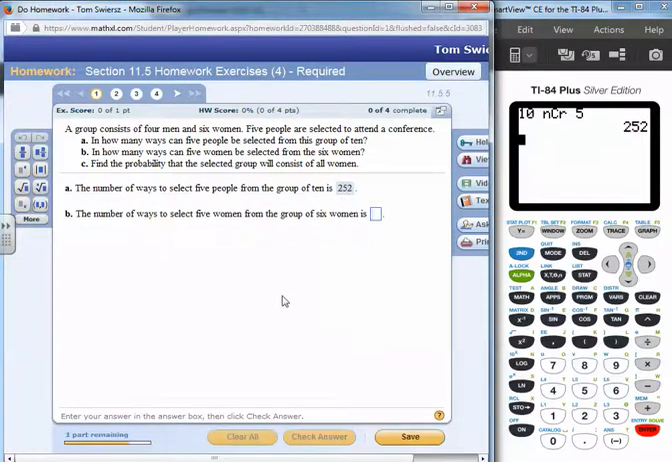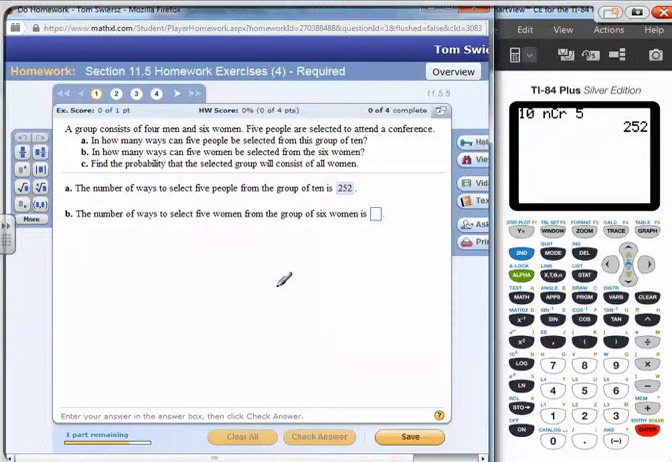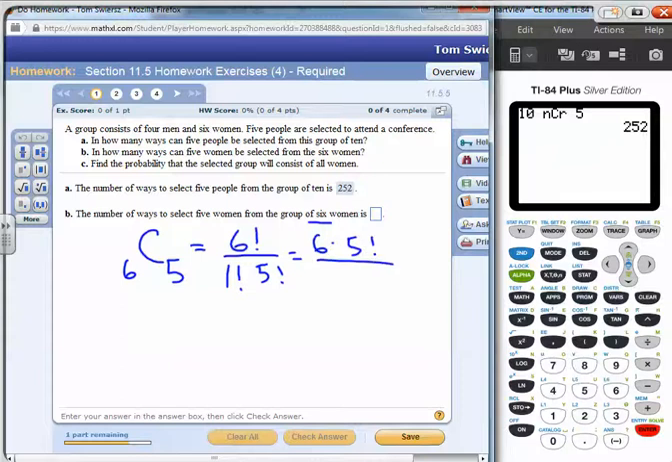Okay. Now, how many ways of selecting 5 women from the group of 6 women? So we're just working with women now, right? So again, order does not matter. They're just serving on a committee, so it's a combination. And we have a total of 6 women, and we're selecting 5. So it will be 6 factorial over 6 minus 5, which is 1 factorial, times 5 factorial. So actually, 6 times 5 factorial, 1 factorial is 1. 5 factorials cancel, so we just get 6.